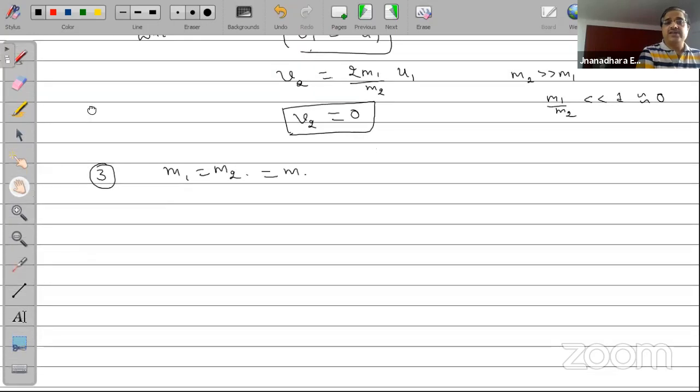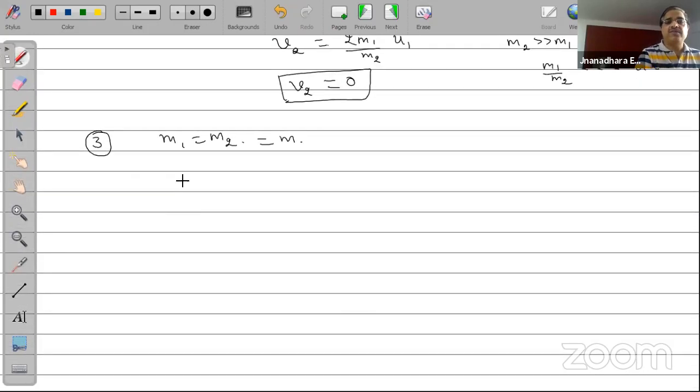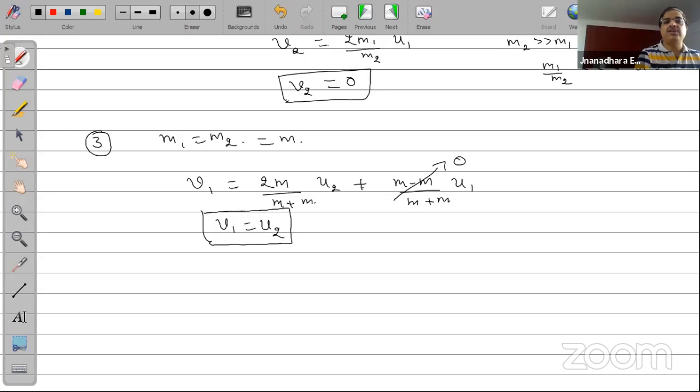It's a very interesting collision to understand. Here you will find that v1 will be equal to 2m by m plus m into u2 plus m minus m divided by m plus m into u1. So this part is 0. And what do you get this to be? You get v1 to be equal to u2. And interesting, isn't it? The second body will have the velocity of the first body.